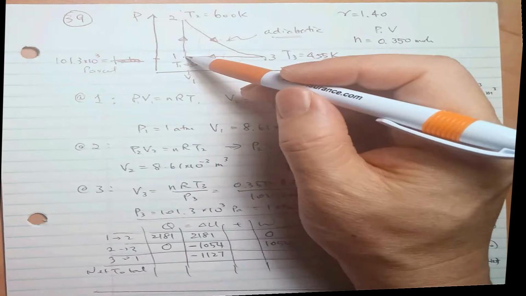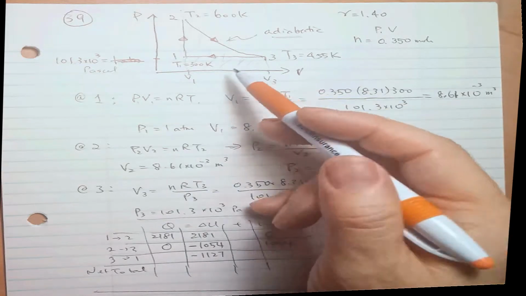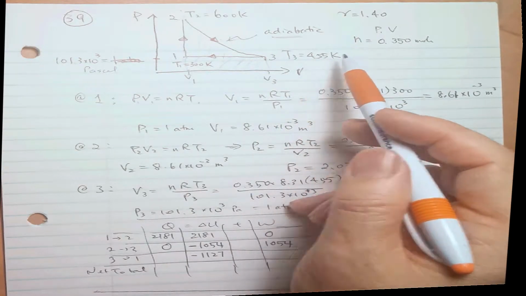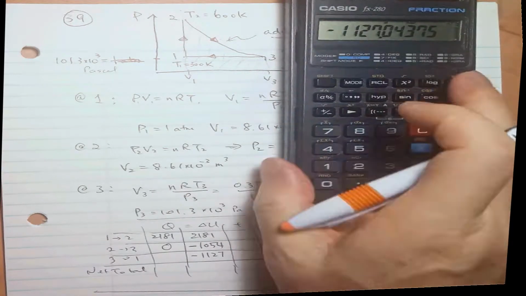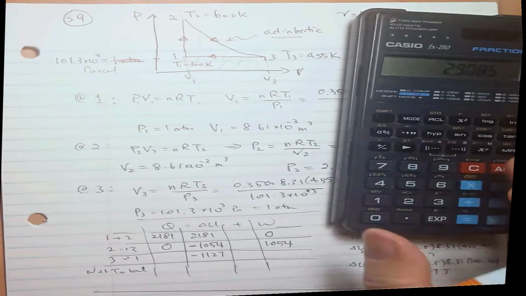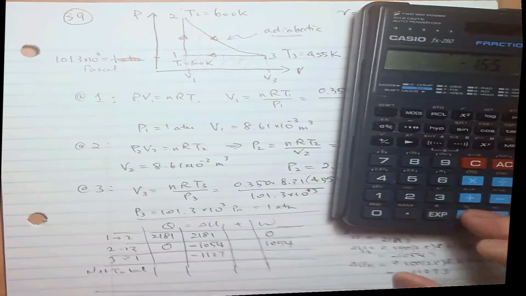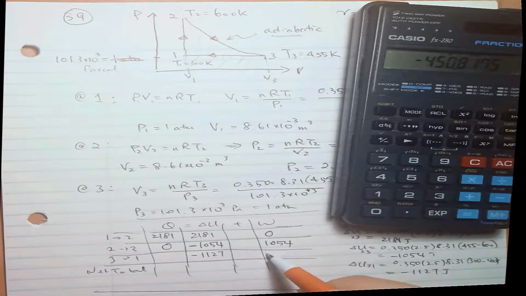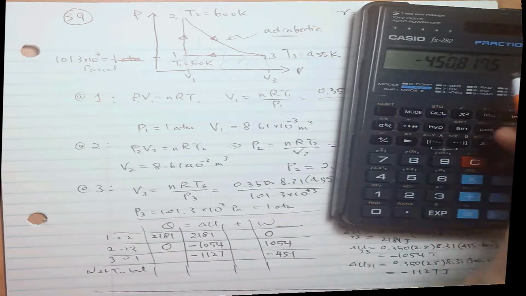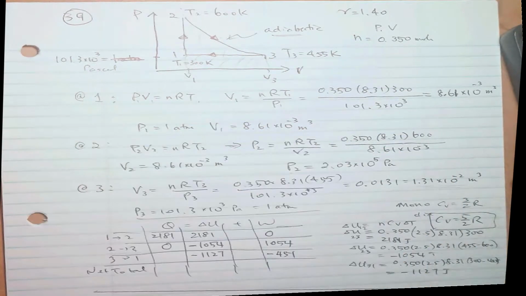But what about the work done? Work done for isobaric is either nR delta T, where the change in temperature is still negative 155. So n is 0.35, R is 8.31, and T is a drop from 300 minus 455. So the work is negative 451. Or you can use the pressure times the difference in volume. You should get the same answer.